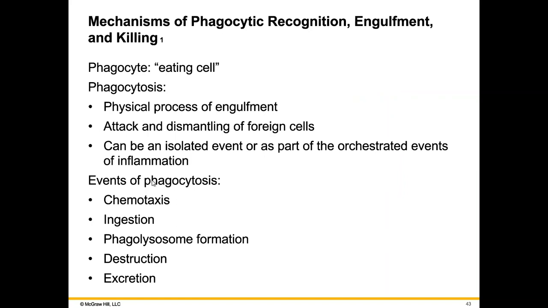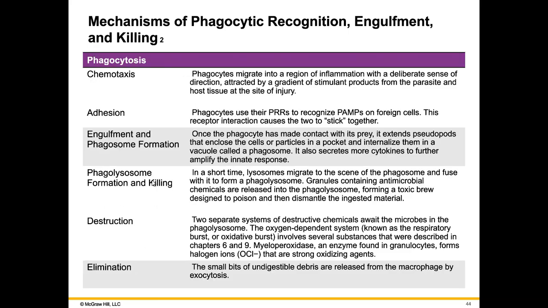So again, we said these phagocytes are cells that eat. They perform phagocytosis, which is the physical process of engulfing some kind of foreign material and dismantling it. It can be an isolated event or part of an orchestrated, bigger event of inflammation. But ultimately, the steps that exist in phagocytosis are as follows: chemotaxis, ingestion, phagolysosome formation, destruction, excretion. Let's go through each one of those.